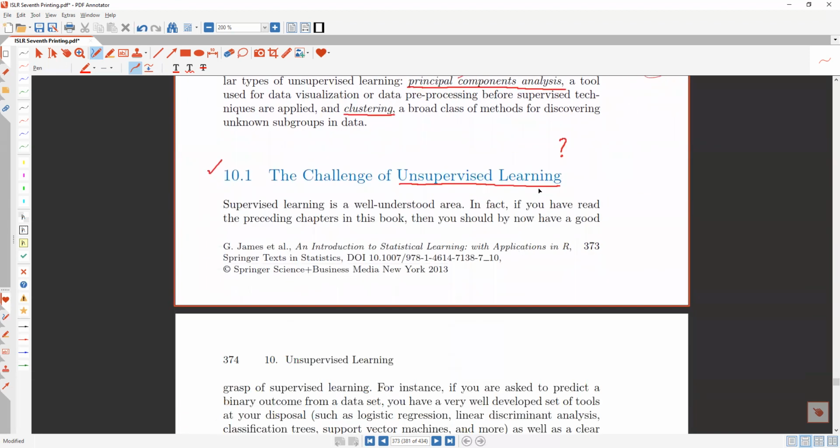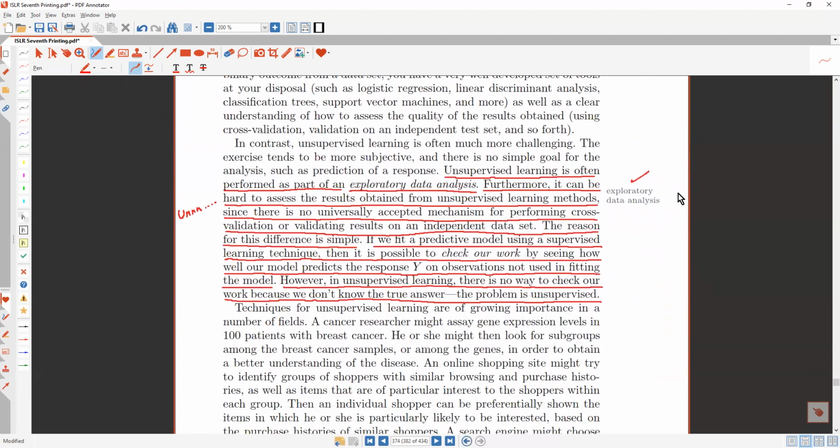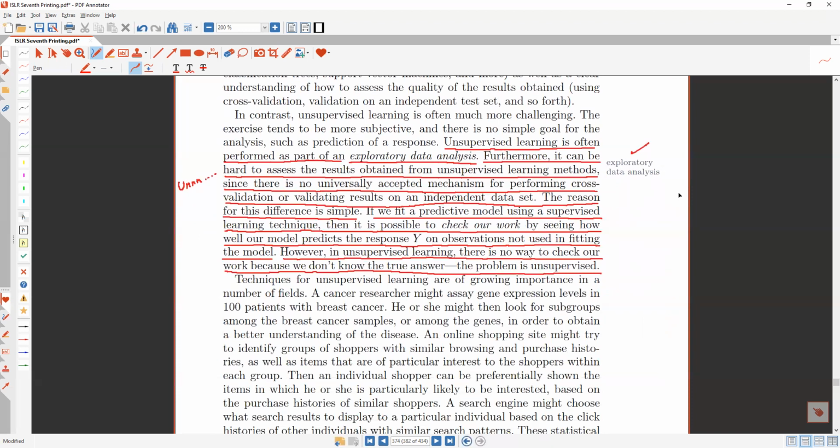So the challenge of unsupervised learning, we just talked about that. The challenge of unsupervised learning is just recognizing that the word isn't always descriptive of exactly what you're doing. I'm not quite sure about all of this; we could break this down easily if we really got critical about it. When they say, when we fit a predictive model using a supervised learning technique, it is then possible to check our work by seeing how our model predicts the response on observations not used in fitting the model. However, in unsupervised learning, there's no way to check our work because we don't know the true answer.